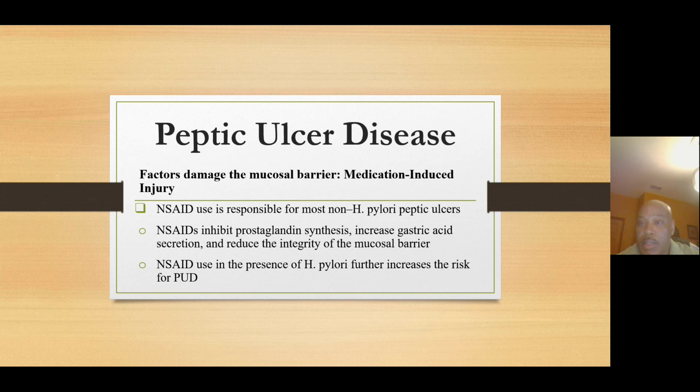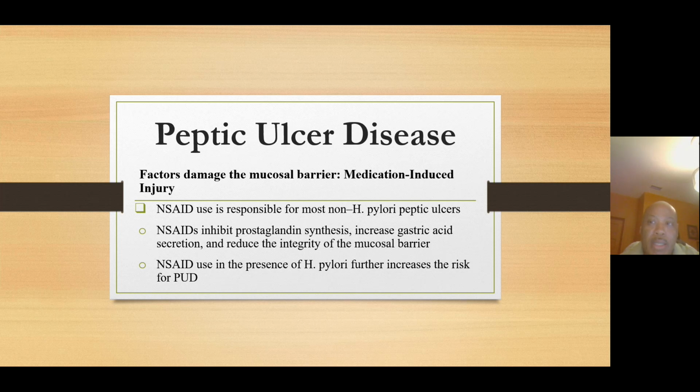All right. So as you hear what I'm saying so far, you're probably thinking that if it impacts the integrity of the mucosal barrier, now we're talking about an ulcer, something that is destroying the mucosal barrier. Remember, that barrier protects the structures below it from hydrochloric acid. Now, NSAID use in the presence of H. pylori further increases the risk of peptic ulcer disease.